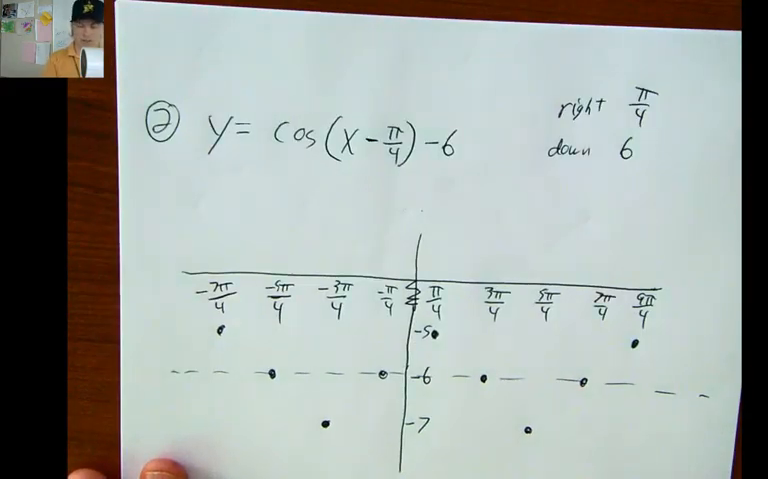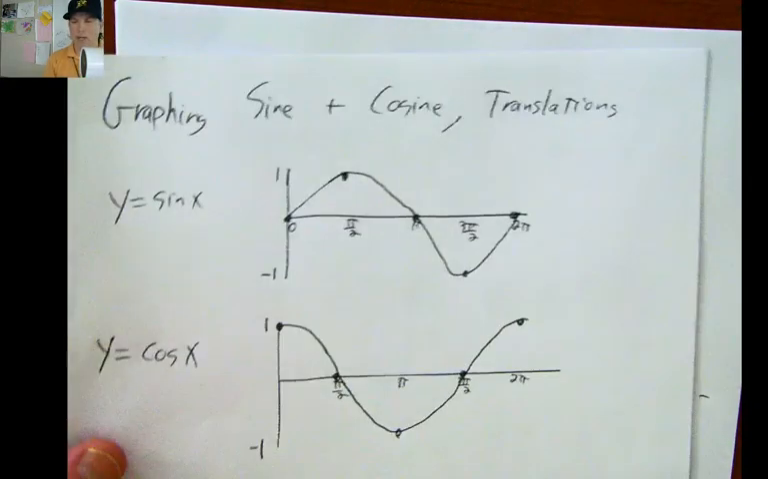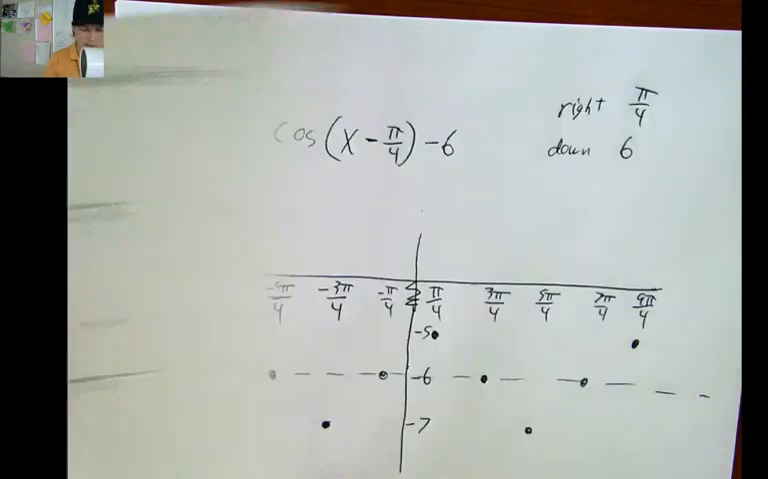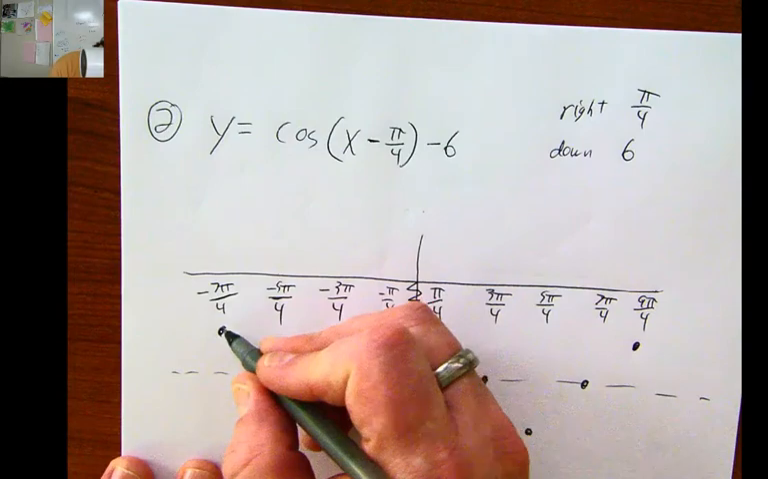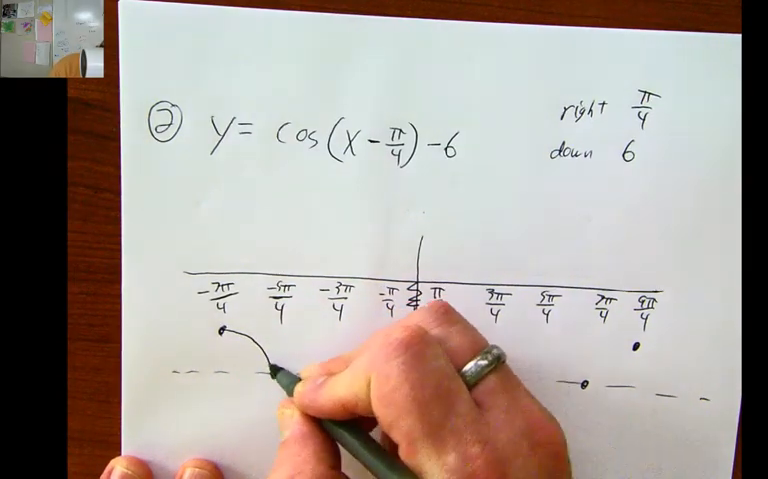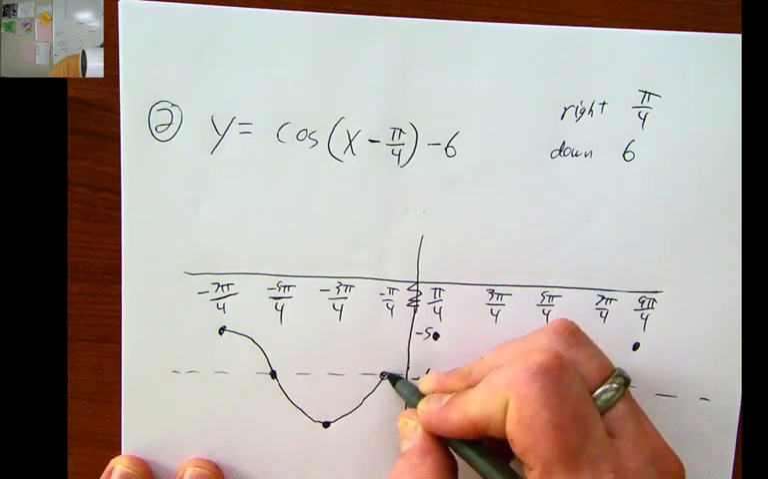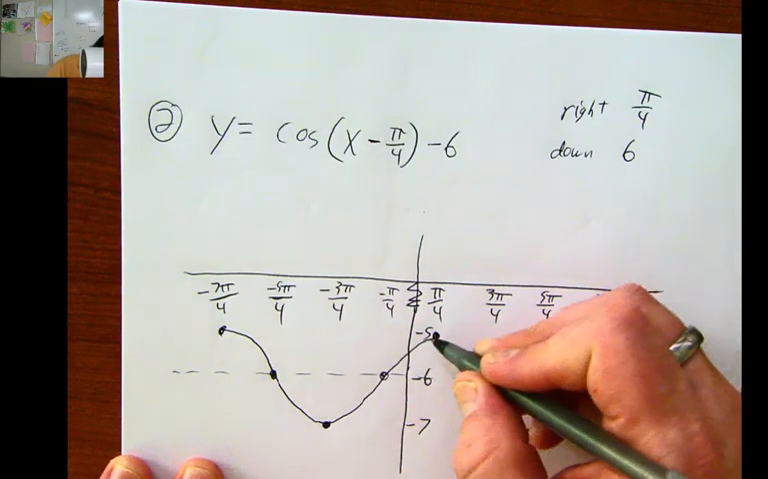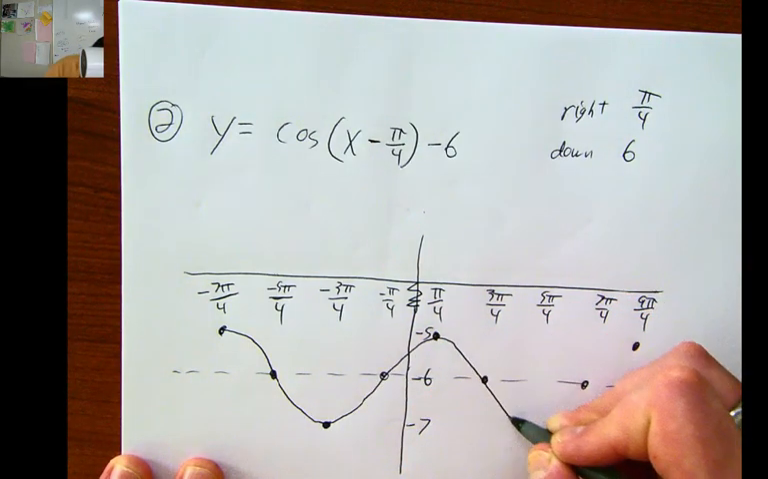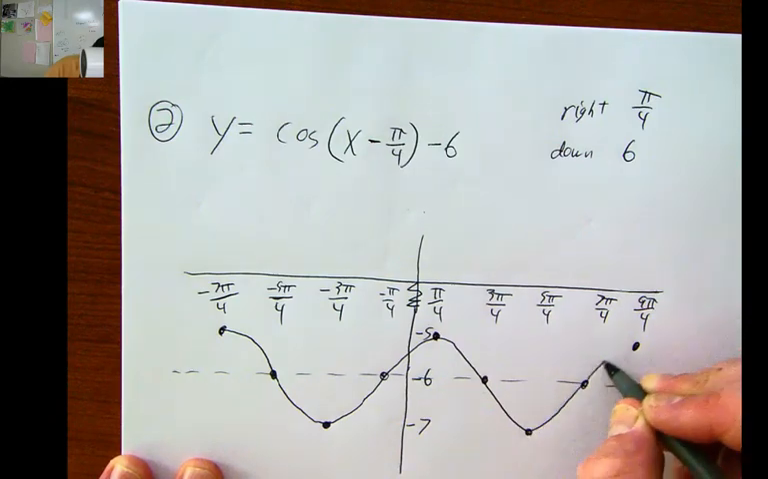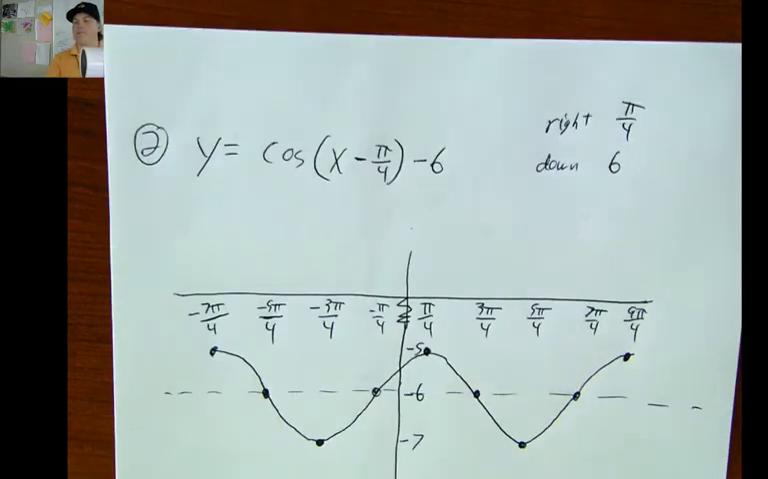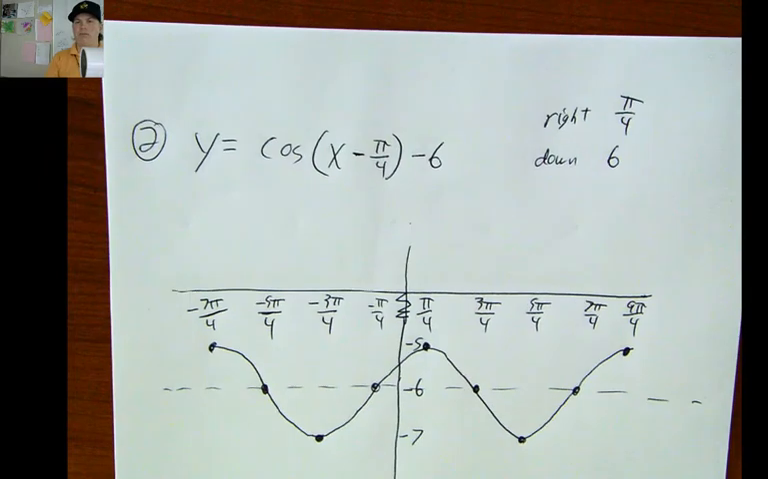You've got some nice looking graphs here, and now you make yourself a beautiful cosine graph. Don't make it pointy, make it nice and roundy. Connect the dots. Alright, and that's a cosine graph going right pi over 4 and down 6.